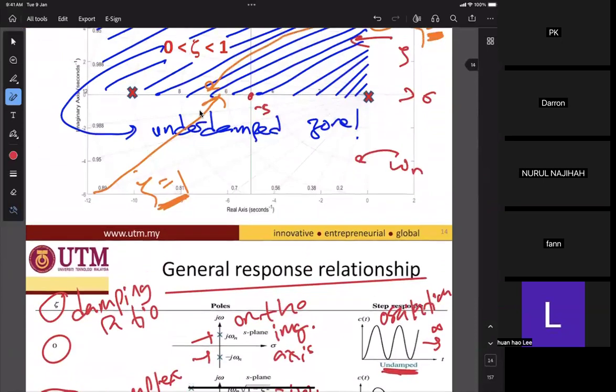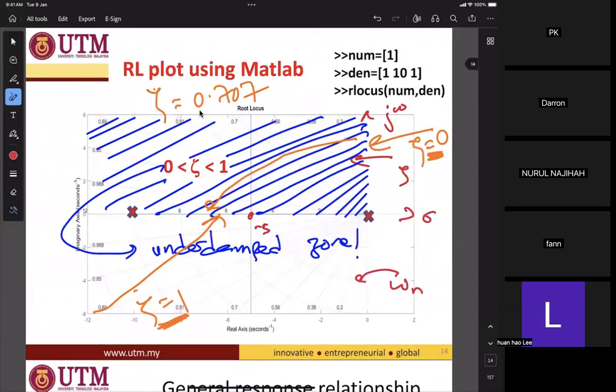Oh, yes, this slide. I'd like to ask, how do we know that the region in the above quadrants is the underdamped zone? How do we determine that the above quadrants are the underdamped zone?